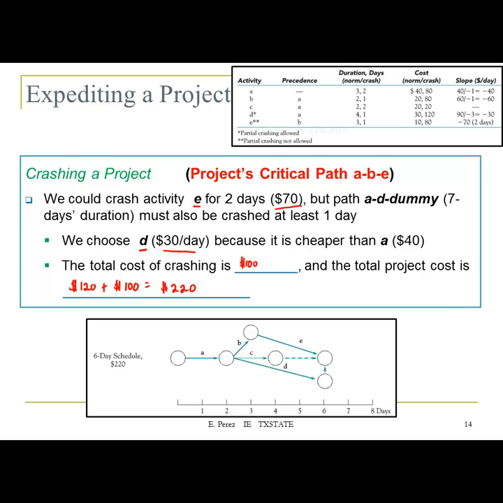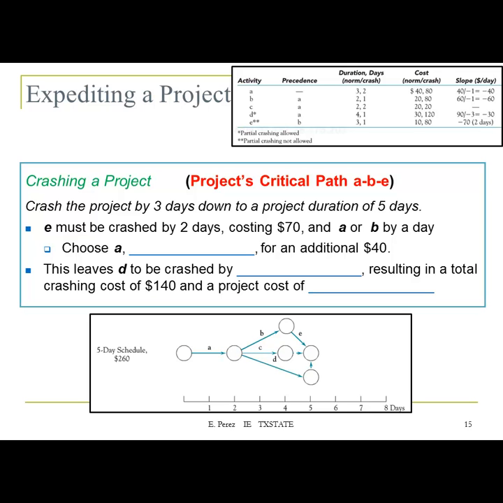Okay. So again, we're going to go all the way to 4 days. So we did that for 2 days. Now, crash the project by 3 days down to a project duration of 5 days. And I will give you some time to think about that, and then we're going to discuss it. So check the table information that we have, check the network, and also you can use these notes as a reference. That will give you an idea of what we're going to do to crash the project for 3 days. So I'm just going to give you a minute to think about it, and we're going to discuss it.